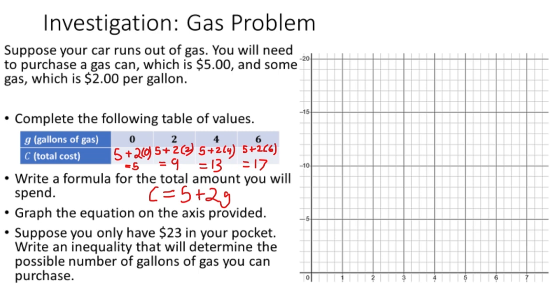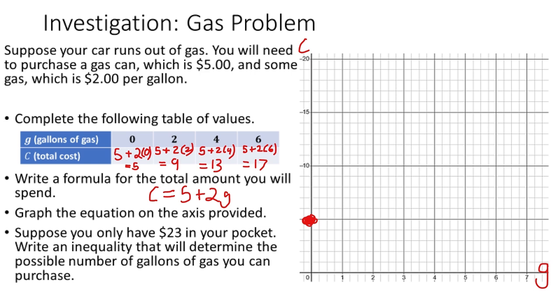We're going to graph the equation on the axis provided. Now, we already know how much money we have to spend for various amounts of gas. We're going to make the horizontal axis how much gas we are buying, which is going to be G. The vertical axis, we're going to make the cost. If we decide to buy no gas, we have to spend $5. So we're going to plot a point right here at the point (0, 5).